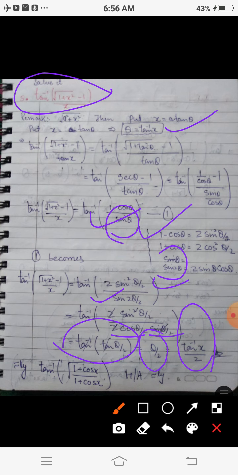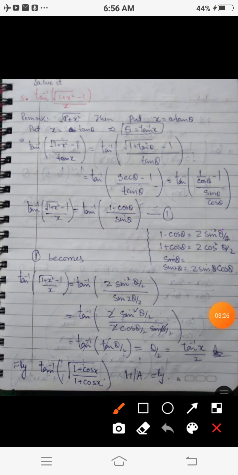Similarly, you can solve tan inverse root 1 minus cos x upon 1 plus cos x. Here you simply use 1 minus cos x is twice sine square x by 2, and 1 plus cos x is twice cos square x by 2. The 2 cancels, the square root cancels, and it is simply tan of x by 2. So this is the required way to find the value of tan inverse root 1 minus cos x upon 1 plus cos x.